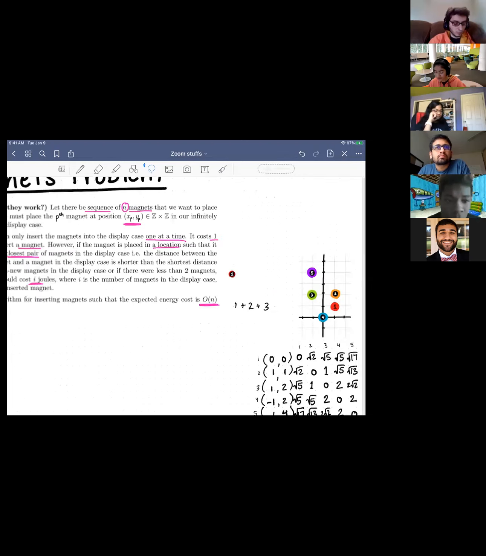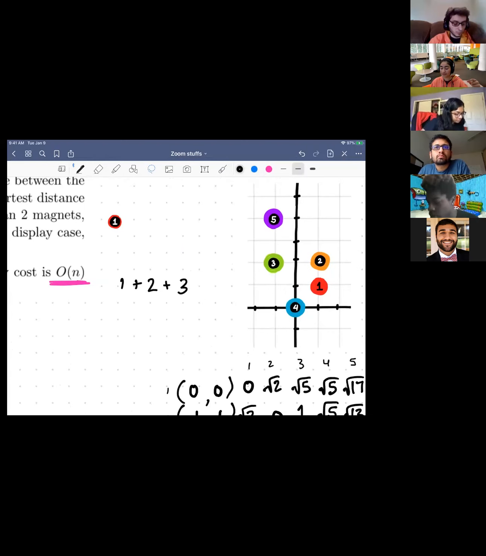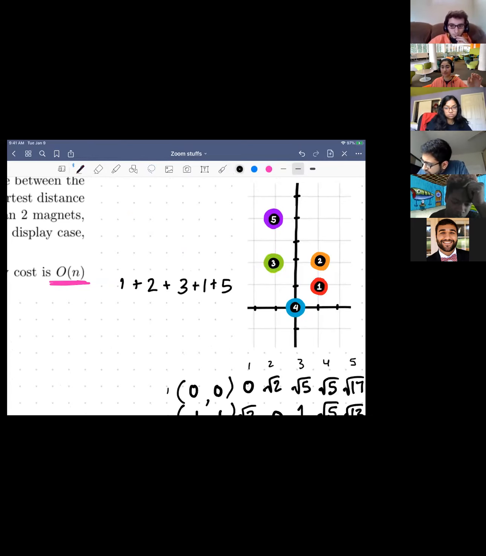Oh, so ties don't actually penalize us, because we have to be strictly shorter than the shortest distance. So in this case, even though this had a distance of 2, 3 and 5 already had a distance of 2 away from each other. So this only costs us 1 joule, so we're safe there. And lastly, if we place this 1, once again, that becomes the smallest pair. So that would cost us 5 joules of energy because there's 5 on the board so far.